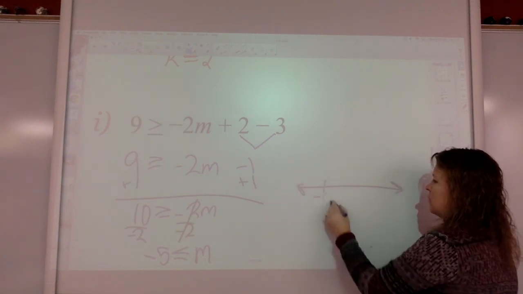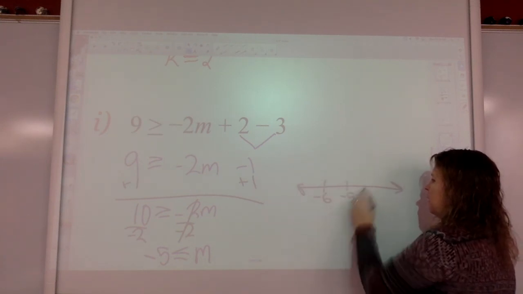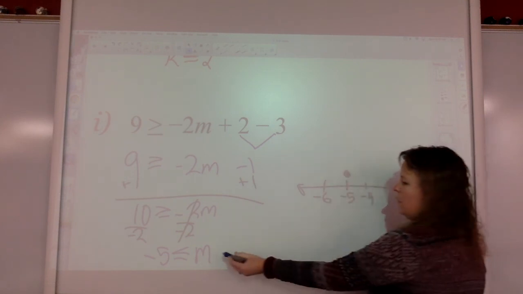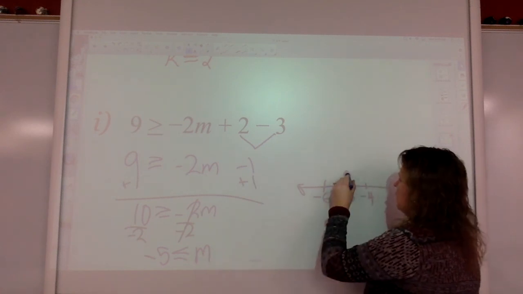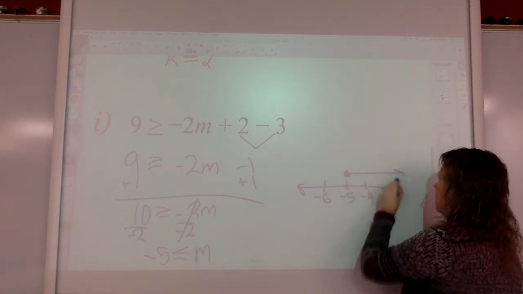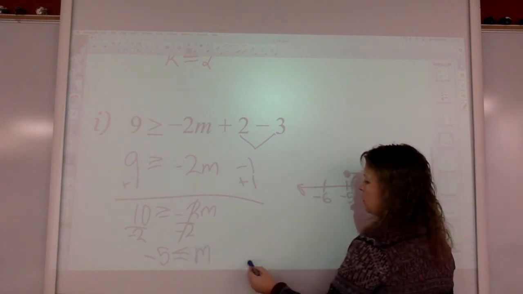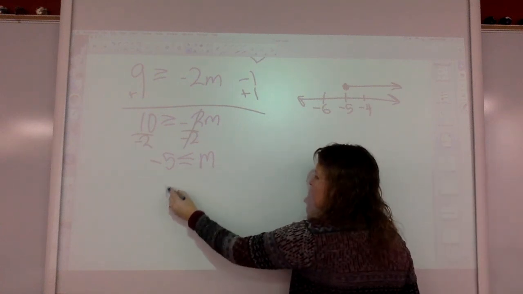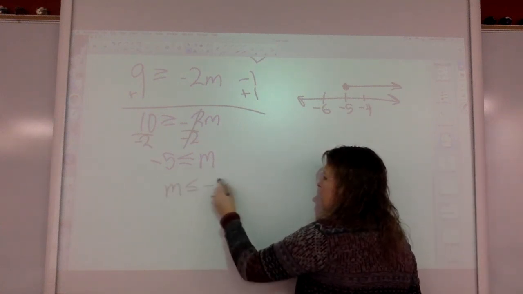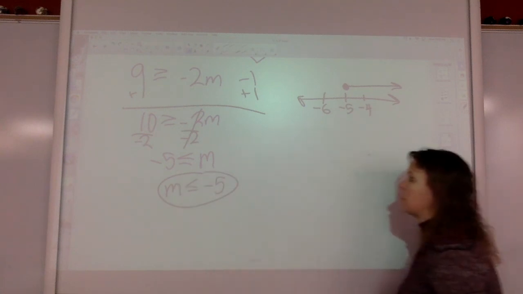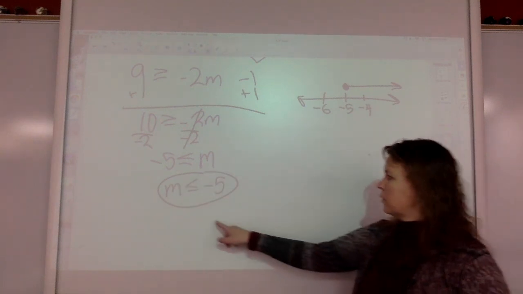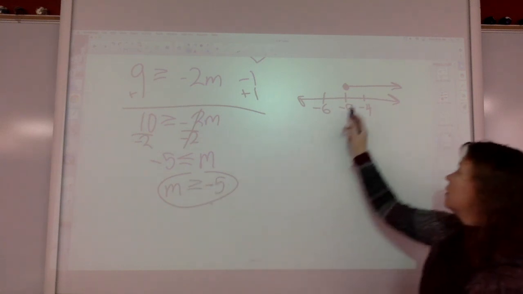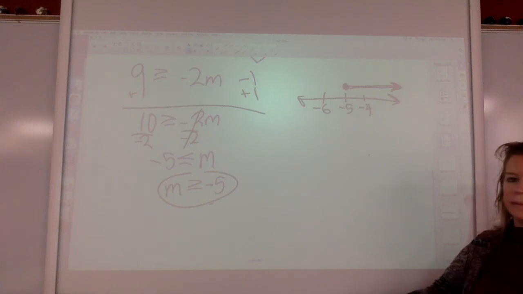Throw a couple points on the board. Negative 6, negative 5, negative 4. You know it's a closed circle. Either rewrite it or just be careful with it as it is. You know that you have to go this way because m has to be greater than or equal to negative 5. All the greater than numbers go this way. If you don't like looking at it like that, then rewrite the entire equation in the reverse order, so that your greater than or equal to sign matches the arrow going to the right.